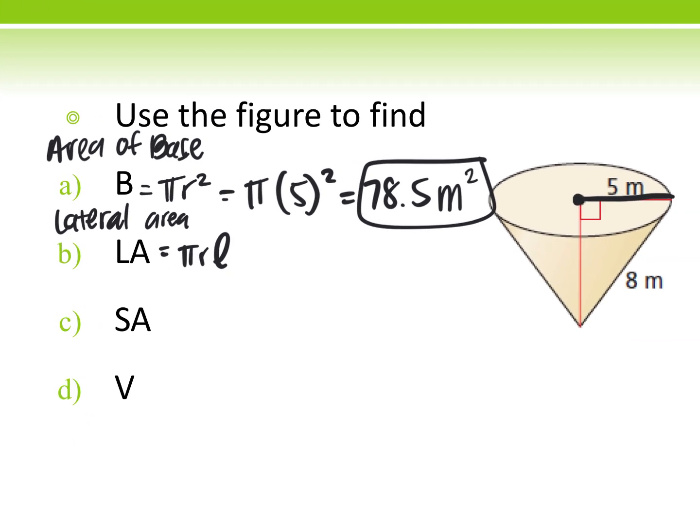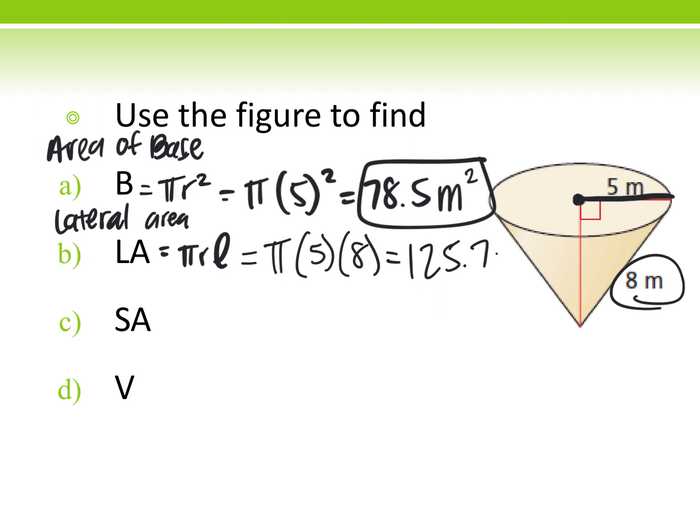So, pi r L, what does L stand for? Slant height. What is the slant height? It's 8, very good. So we're going to write pi times, what was the radius again? 5, and then 8. That gives 125.7. Can someone confirm that? Confirmed. Cool.